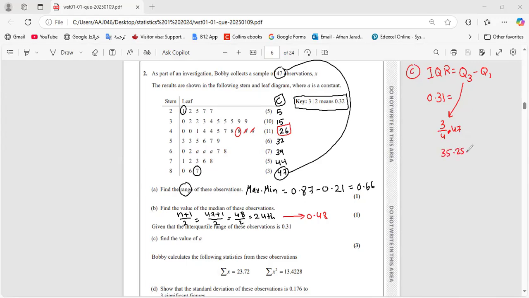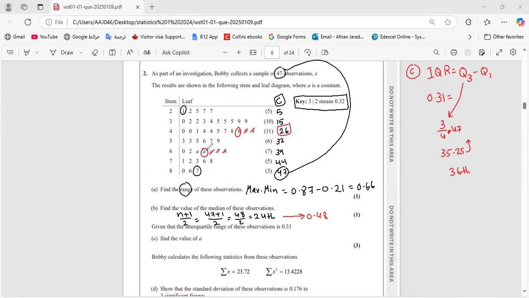35.25 as a position, and you need to round it up always. You need to round up for the first and the third quartile. It will be 36. Okay, so I need this one, and I have here 39, 38, 37. So this one is 36. This one is 36 as a position. Okay, how can I read it?